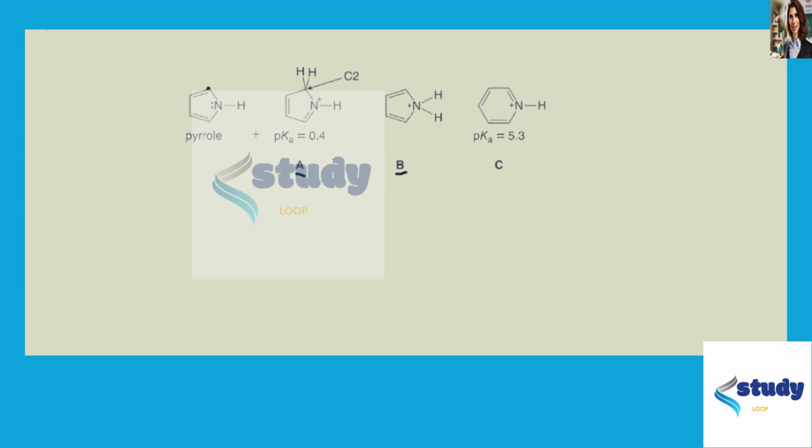Protonation of pyrrole can occur at two sites: one on this carbon 2 to give compound A, and one on the nitrogen to give compound B. So why is it that the protonation occurs on this carbon 2 and not on this nitrogen here? So let's tackle this question. Well, let's talk about aromaticity and resonance.